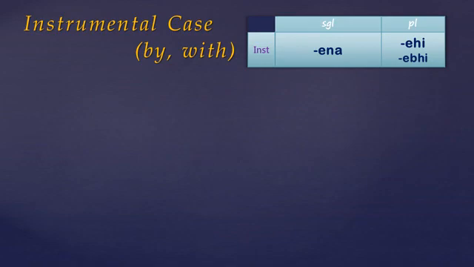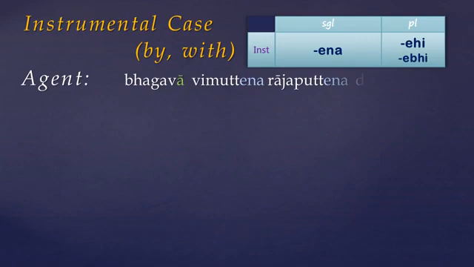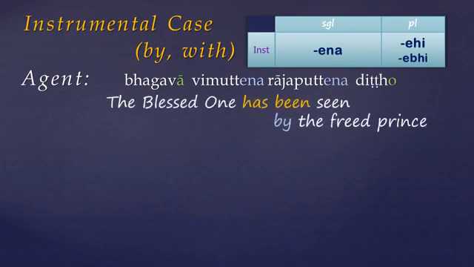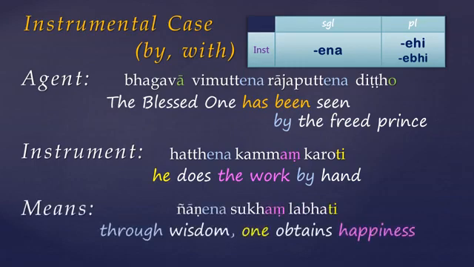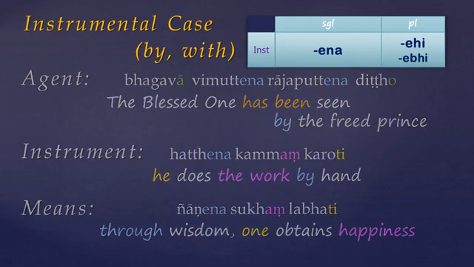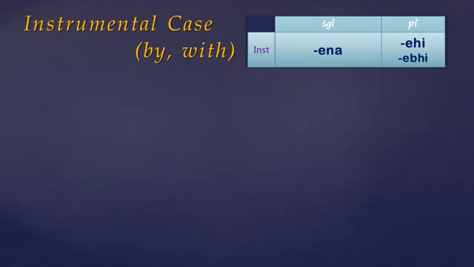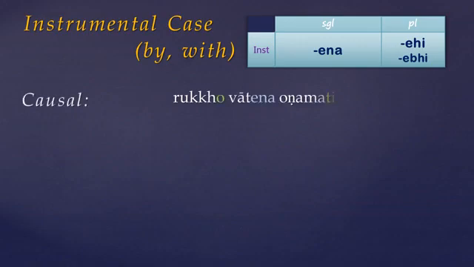These are the most important usages to mark the agent of a passive voice sentence. Here it is the freed prince who is doing the seeing, or to mark the instrument by which something is done, be it a tool, an implement, or even a part of the body, or the means through which or via something is achieved. Unlike by and with in English, it can mean the cause or the motive for something.